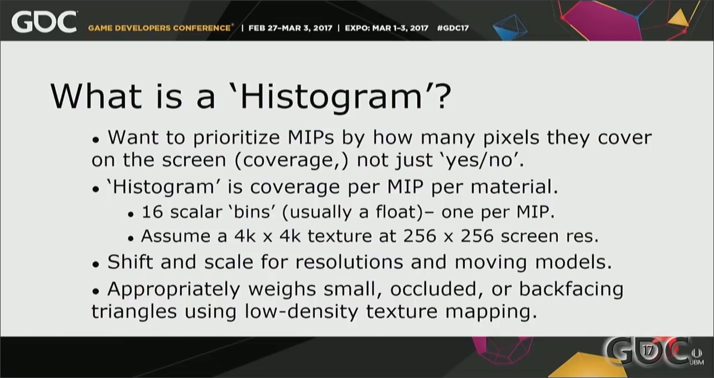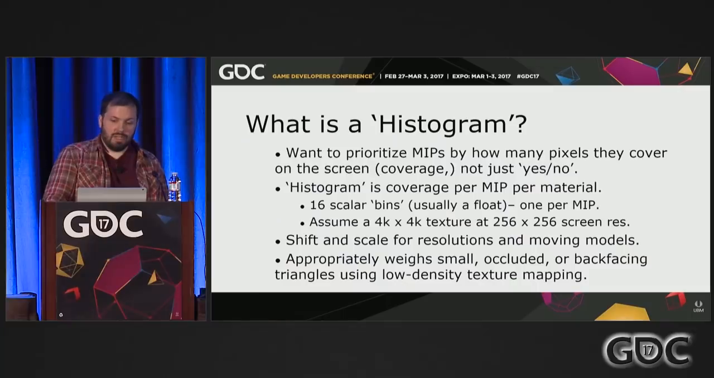So core to this algorithm is the idea of a histogram. So a histogram in this context is a coverage metric per MIP level of a material. We wanted to be able to prioritize MIP levels by how many pixels on the screen they actually cover, and not just are they visible or not. So an example of a problem this solves is if you have like a doorway and you have brick behind the doorway and stone around the doorway, you'd much rather load the high MIP levels for the stone around the door than the brick. And so coverage gives you an idea of how many pixels the player is going to see.